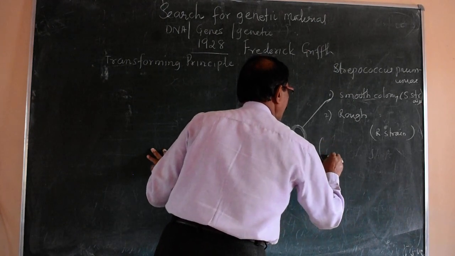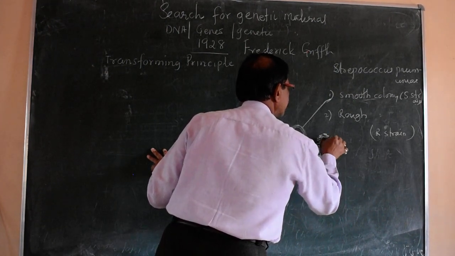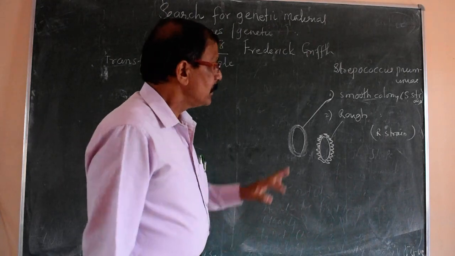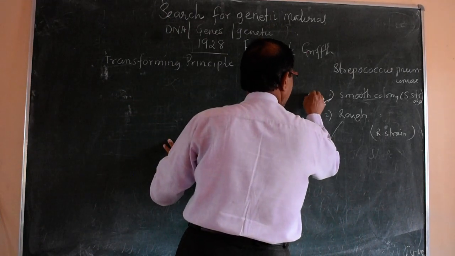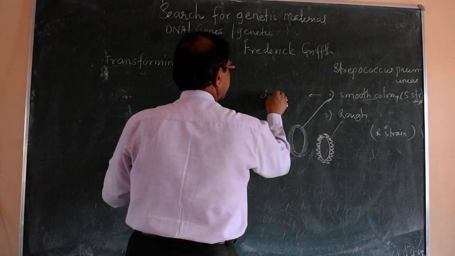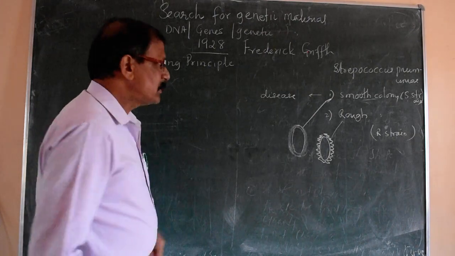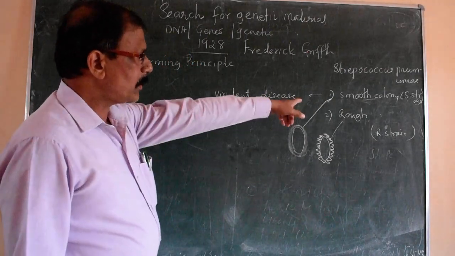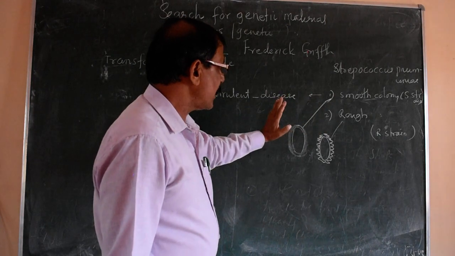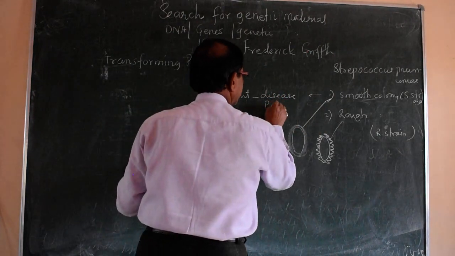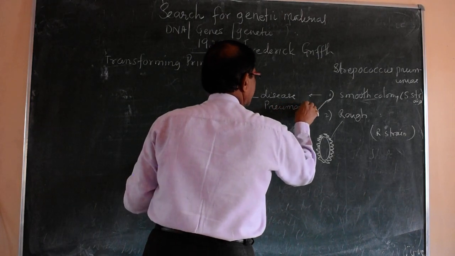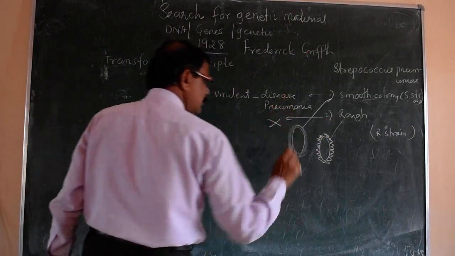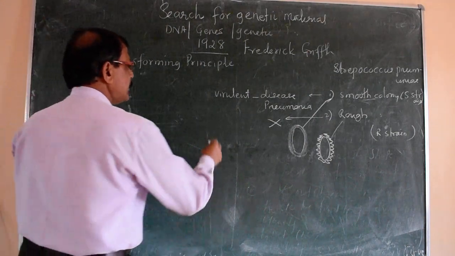And some of them grew with a rough colony, having a rough surface. Later it was also known that the smooth colony produces the disease. Smooth colony bacteria cause the disease pneumonia, and they are commonly called virulent. The rough colony does not cause disease, meaning they are not pathogenic, and they are called non-virulent.